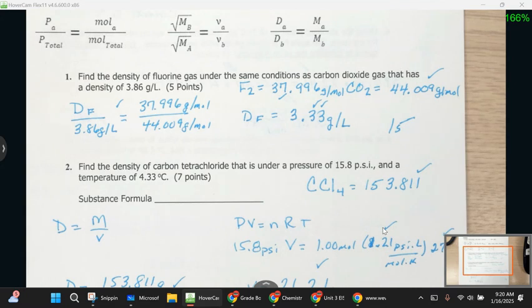Then you were supposed to use the formula masses, ladies and gentlemen, for the two gases that were in the problem. One was fluorine gas, which is F2, one of the diatomics. Formula mass 37.996. The other one was carbon dioxide, CO2, 44.009. We set these up on one side. We set this up on the other. When we end up solving, we end up with 3.33 grams per liter, ladies and gentlemen. Questions?